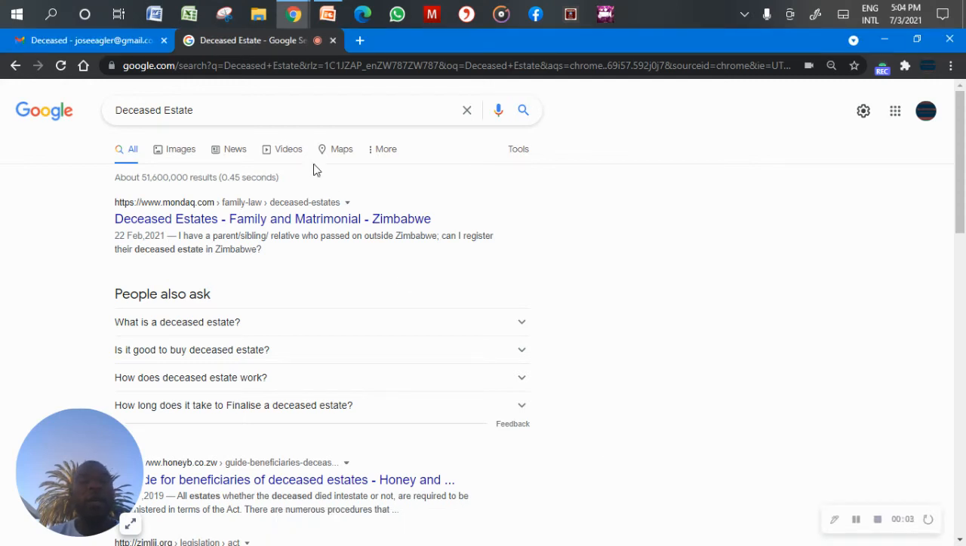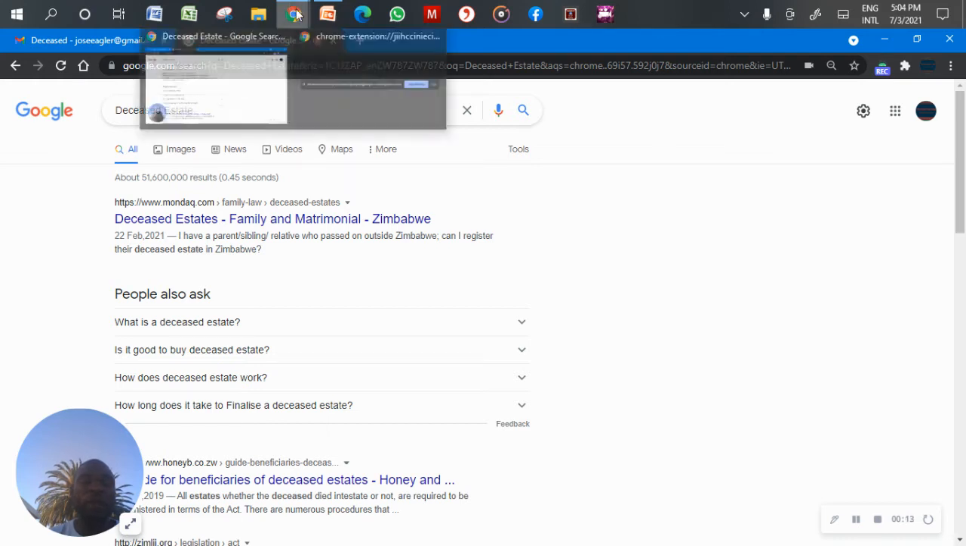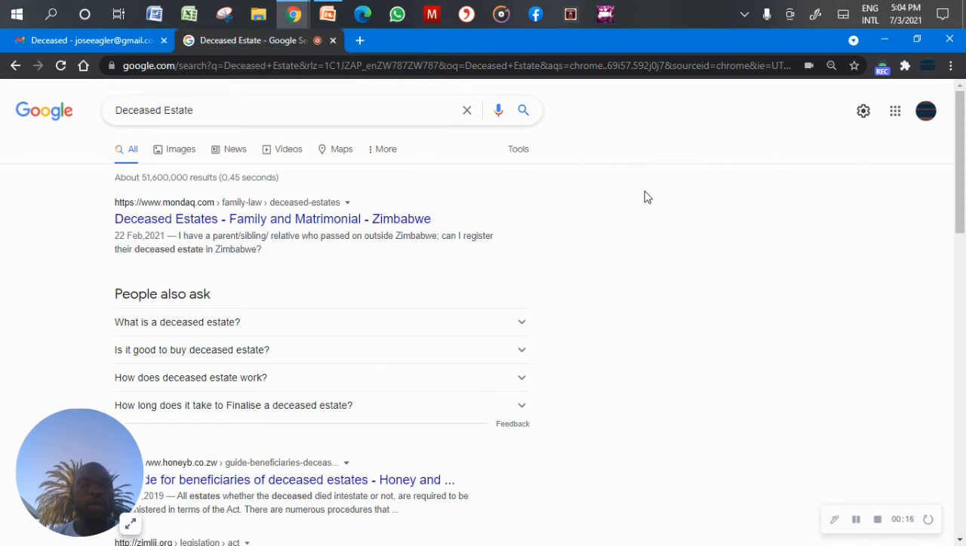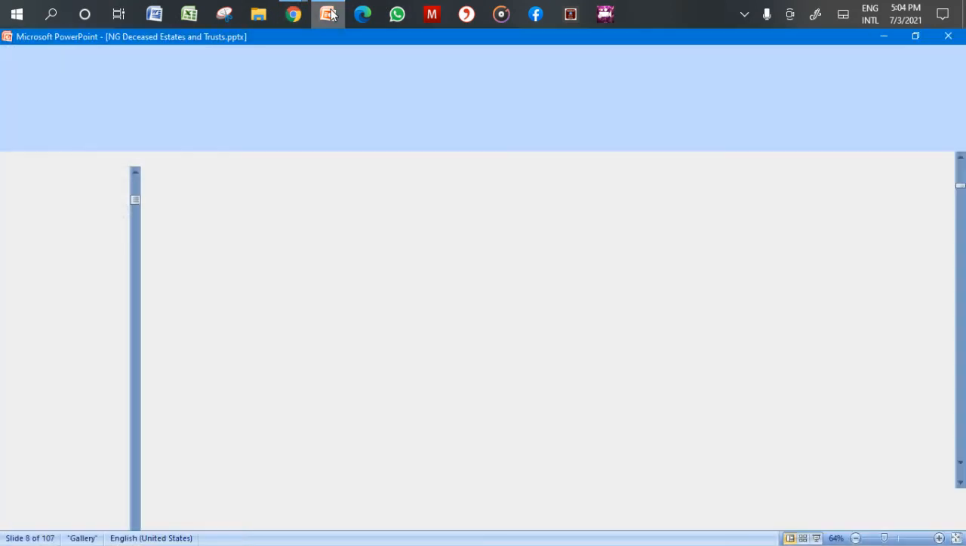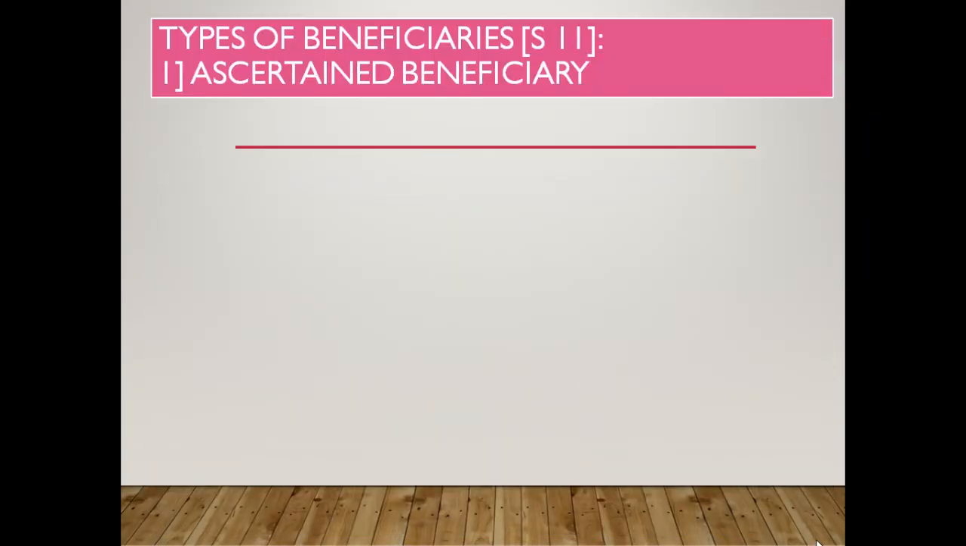Hello, everyone. In our last lecture, we introduced you to the topic of deceased estates. Now we want to dig deep into the types of beneficiaries that we might see in a deceased estate. So our first type of beneficiary is what we call an ascertained beneficiary. This is defined in terms of Section 11 of the Income Tax Act.